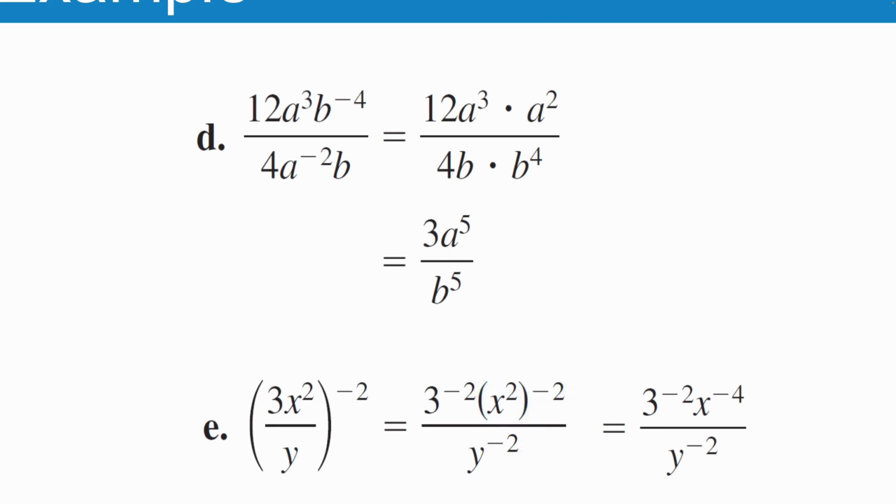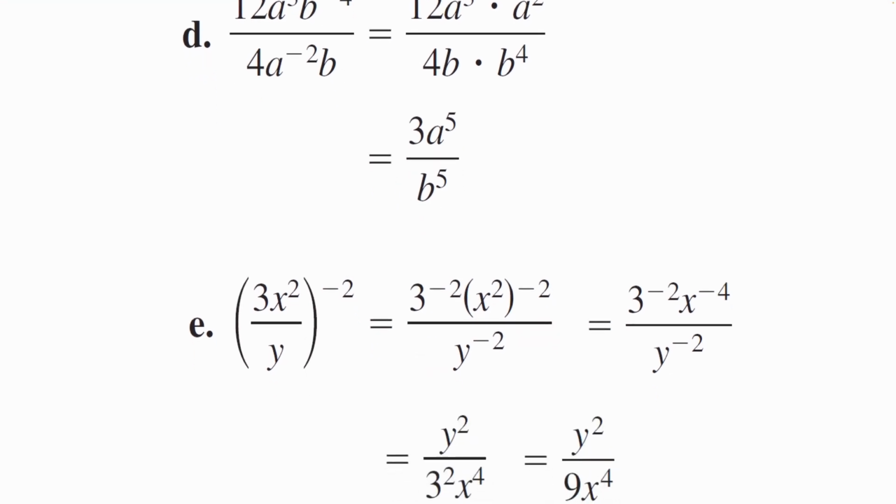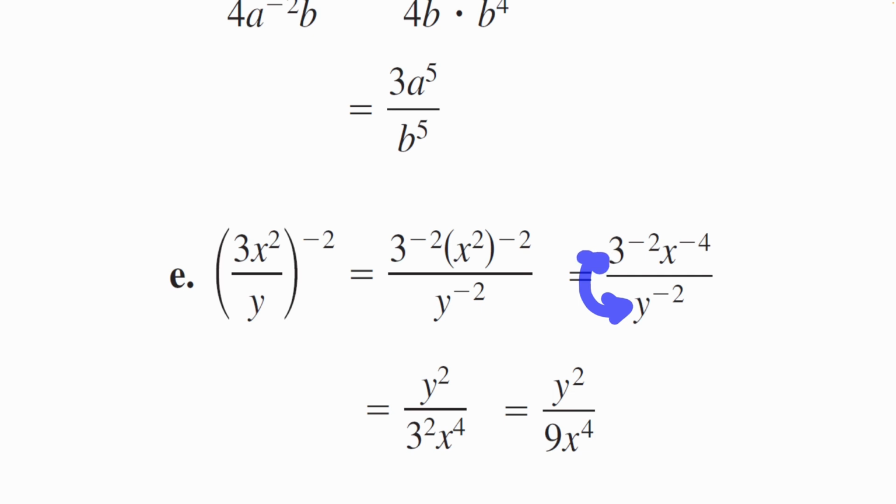And then they dealt with this, and so you're going to multiply the exponents together, and that gives you the negative 4th. And then here they flip everything eventually. So when we move the y to the negative 2 in the numerator, it becomes positive 2, the 3 to the negative 2 in the denominator becomes positive, and the x to the negative 4 in the denominator becomes positive. And then we say 3 squared is actually 9, and so that's our final answer there.